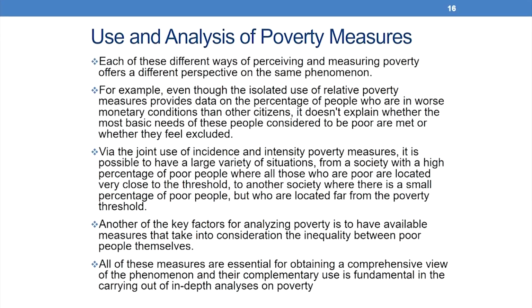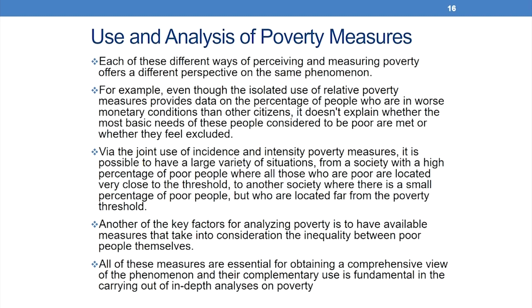Let us now look at the uses and analysis of poverty measures. Now, each of these different ways of perceiving and measuring poverty offers a very different perspective on the same phenomenon, as I have just mentioned. So, for example, even though the isolated use of relative poverty measures provides data on the percentage of people who are in worse monetary conditions than other citizens, it does not explain whether the most basic needs of these people considered to be poor are met or whether they feel excluded. And this is one of the problems of the concept of relative poverty.